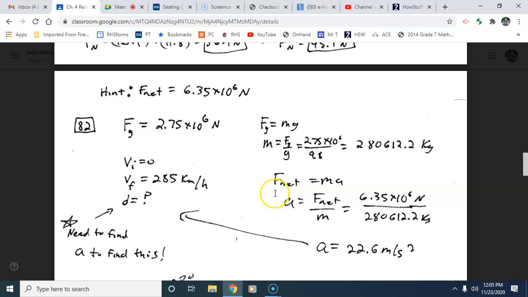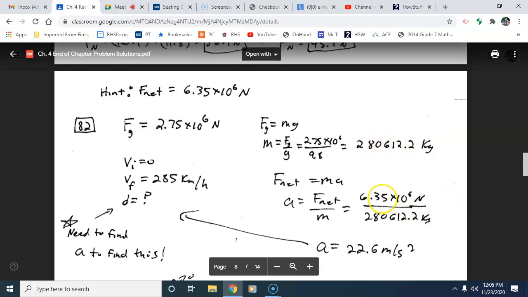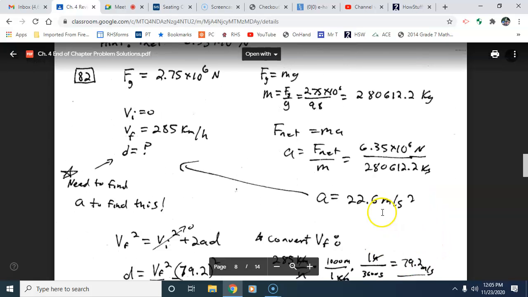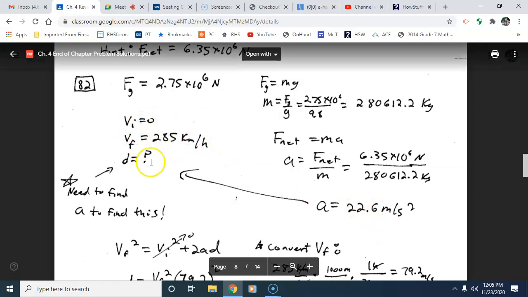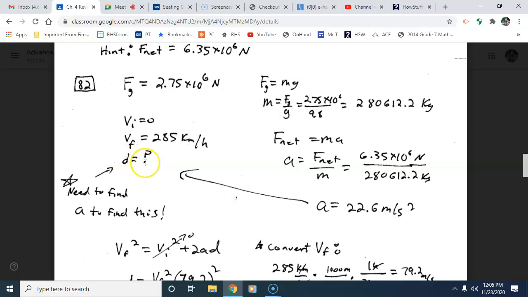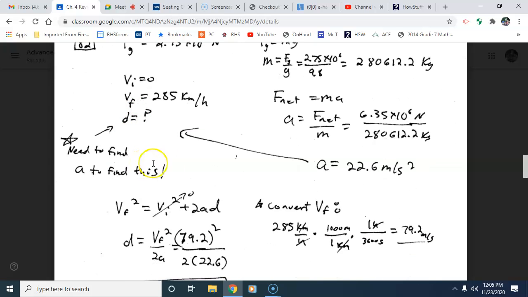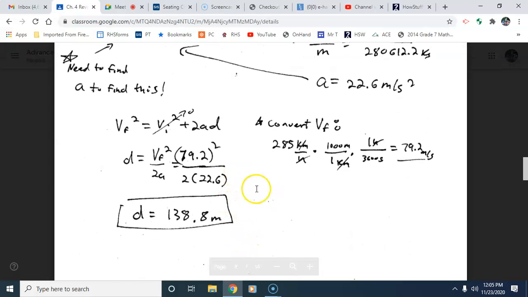We divide by m. We don't directly have m, but they gave us the weight, and we know from the weight-mass equation, hopefully by now, that we can find one if given the other. So to find the mass, we divide by little g, and that big number there is the mass. So we plug in the thrust force, which is the net force, divided by the mass, and this jet must be accelerating at 22.6 meters per second squared. Now that we have that, we can use it along with this information to use the correct kinematic equation, the one without the t, number 3. We solve that one for d, and rearranging and making sure we plug in the converted final velocity in meters per second, we get just shy of 139 meters.